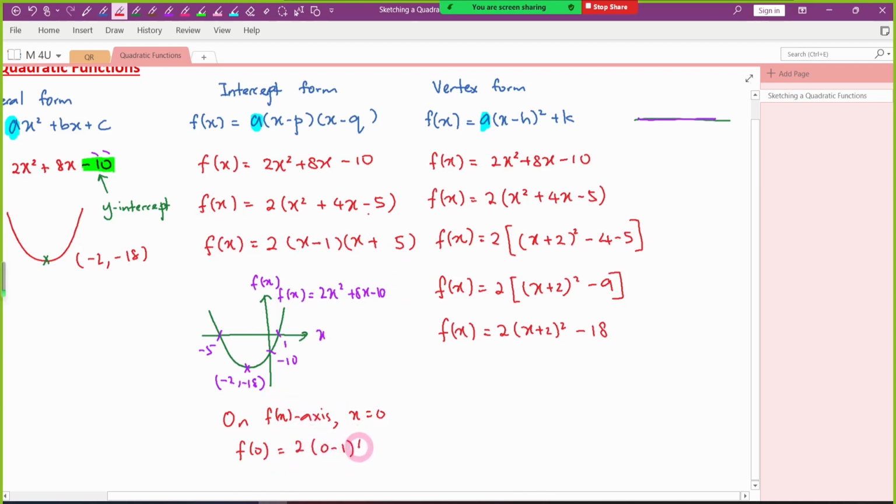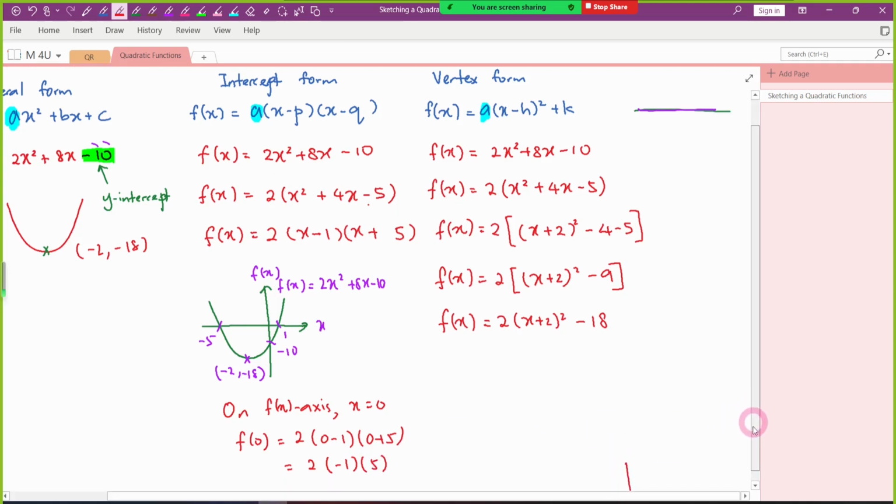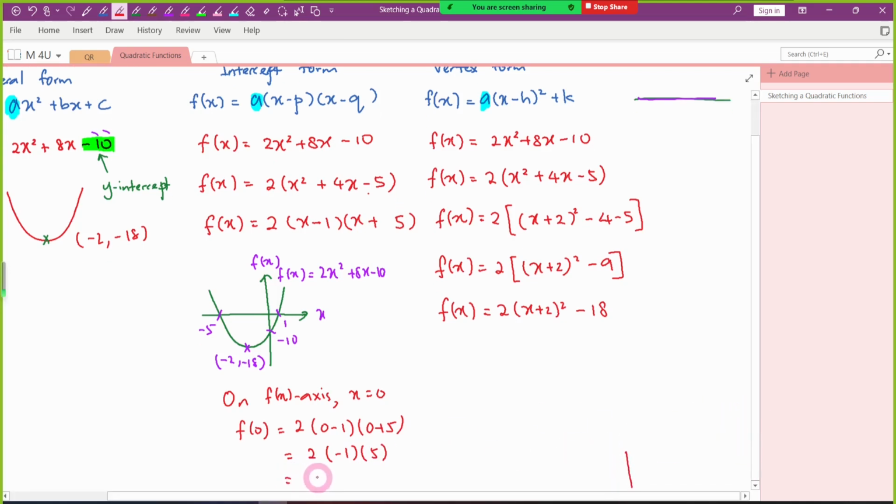0 minus 1, 0 plus 5. So it is 2 times -1 times 5. You will get -10. You see, you get the same answer. This is how we get the y-intercept.